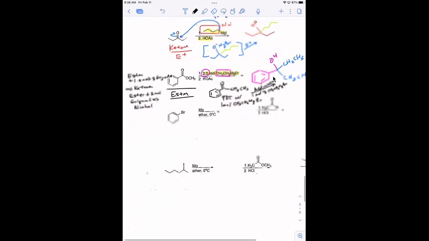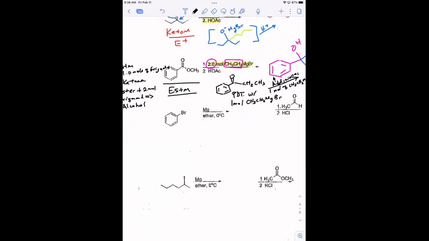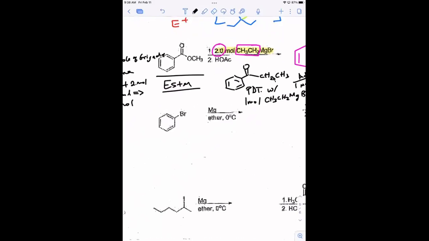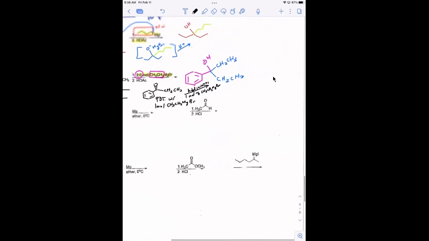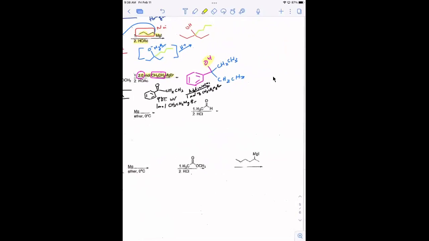So that's the key to the problem: recognizing the stoichiometry. If there's 2 moles of your Grignard, you're going to get an alcohol instead of the ketone. If the start material is an ester, you can't react 2 moles of that Grignard with an aldehyde or a ketone, but you can do it with an ester. And again, the end goal is to make an alcohol. All of these Grignard additions to carbonyls fall under the umbrella of alcohol synthesis.